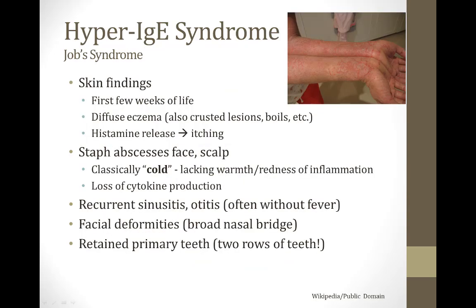So what are some of the findings of hyper IgE syndrome? Well, first there are those skin findings. These occur in babies in the first few weeks of life. They develop diffuse eczema, and eczema is a diffuse red itchy rash. This is a picture of someone with eczema on their hands. The babies can also get crusted lesions and boils. They have lots of histamine release and lots of itching.